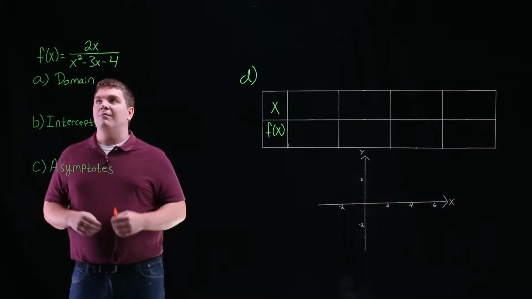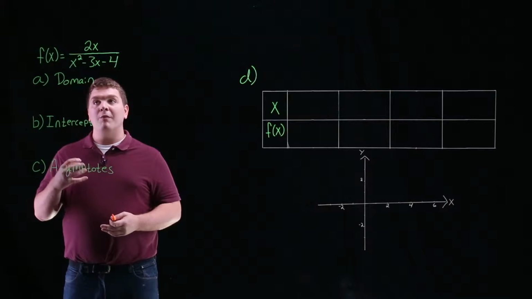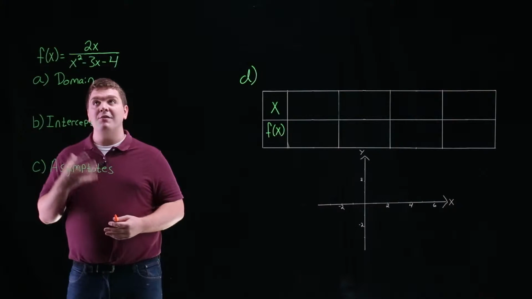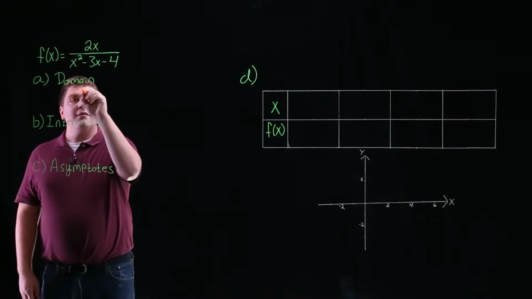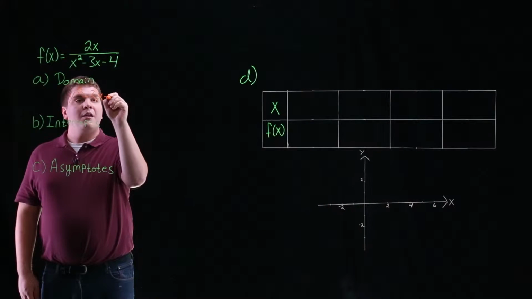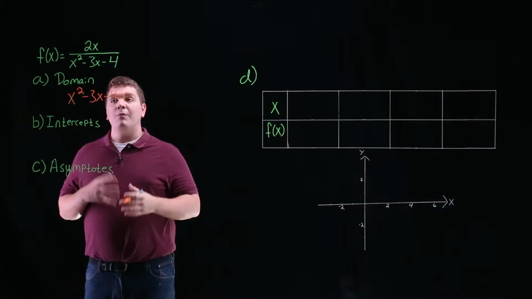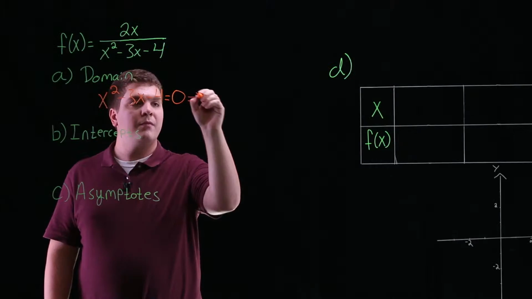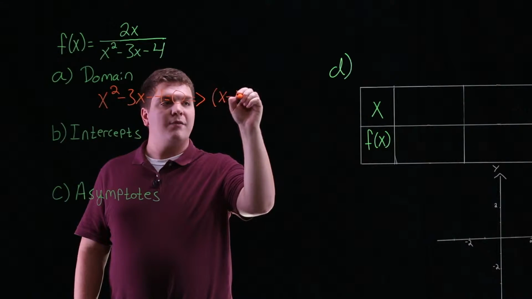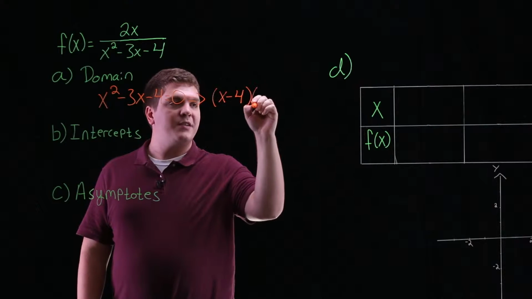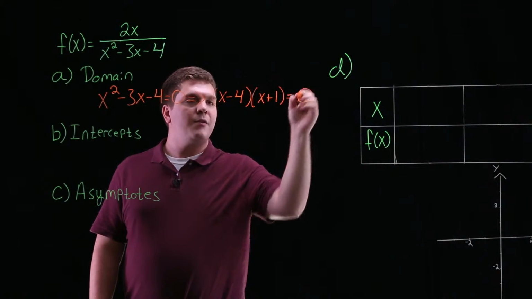So looking at our function, f of x, we see that it's a rational function. So when we're thinking about the domain, we really want to think about excluding any of the x values which make our denominator 0. So let's go ahead and set our denominator, x squared minus 3x minus 4, equal to 0. Now this equation we can solve by factoring. So the left side is going to factor into x minus 4 times x plus 1, and we're setting this equal to 0.